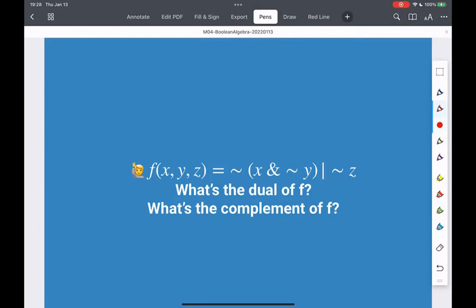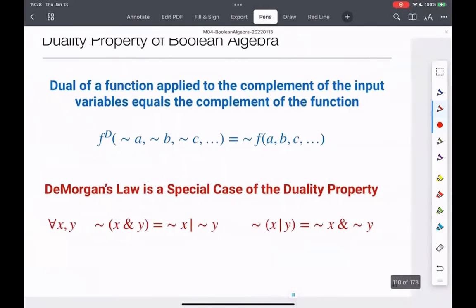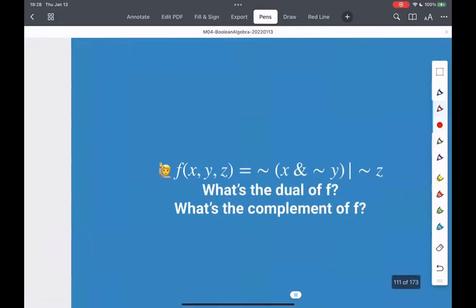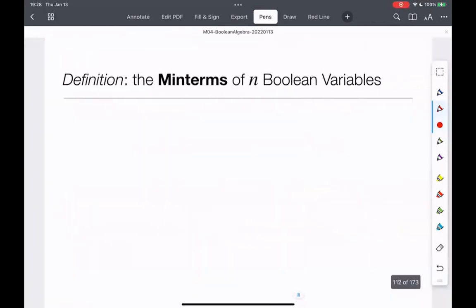One thing to remember is that dual is not equal to complement. What we do have here is that the dual applied on the complement is equal to the complement of the original. Sometimes people confuse dual and complement, so I just wanted to get that out of the way. So that's dual and how it leads to De Morgan's. De Morgan is just a special case of that.